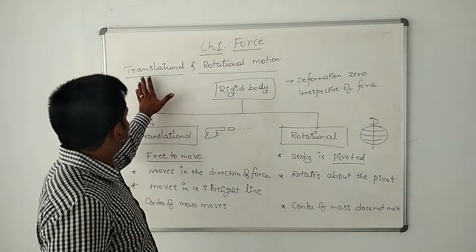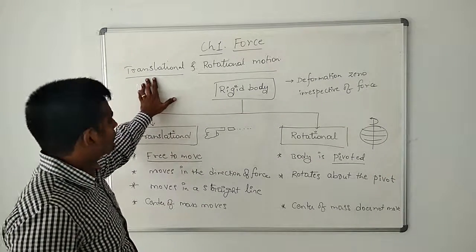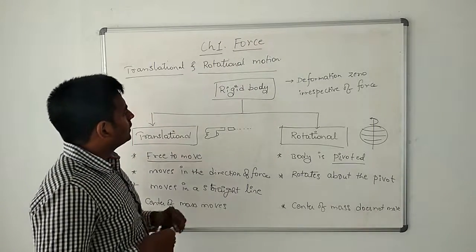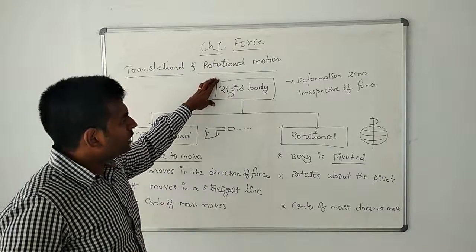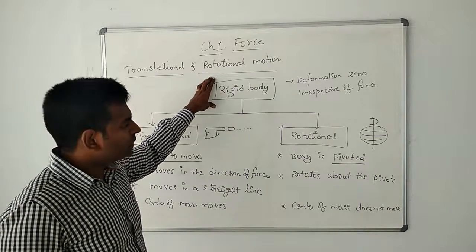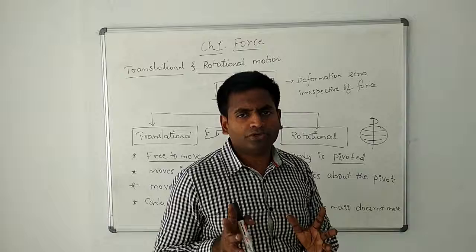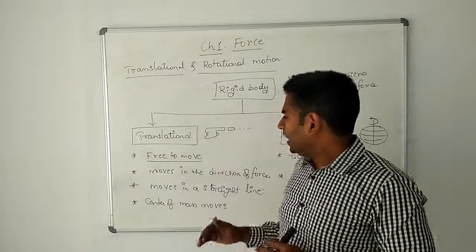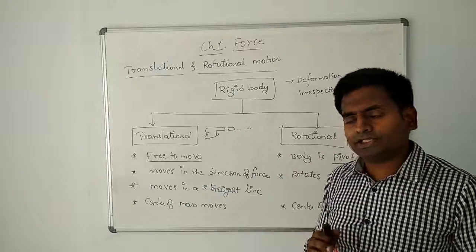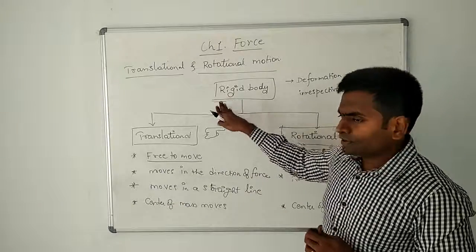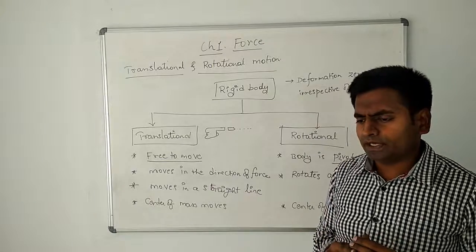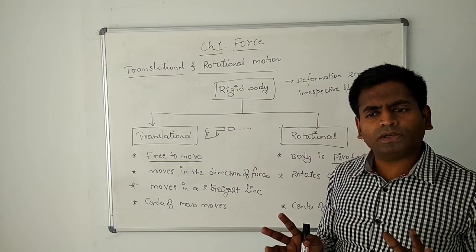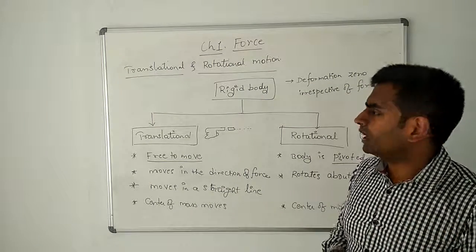So let us look at the first topic of chapter 4, that is translational and rotational motion. When a rigid body is acted upon by a force, it can undergo two types of motion. One is linear translational motion, or it can also undergo rotational motion. First of all, you need to understand what a rigid body is. A rigid body is a body which does not deform at all, irrespective of the force that you apply on it.